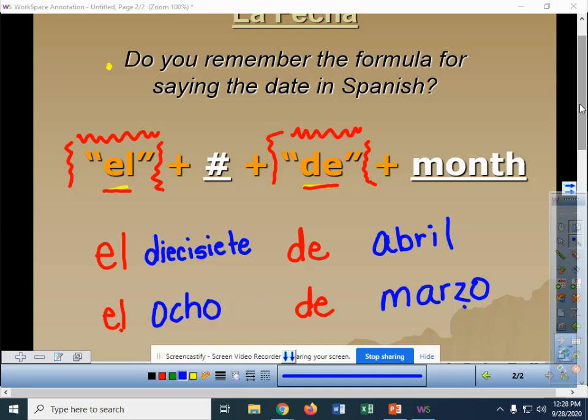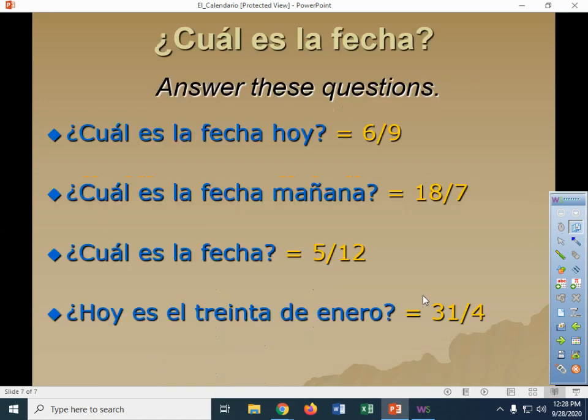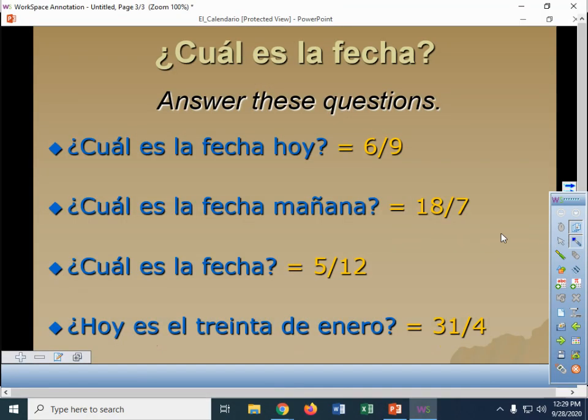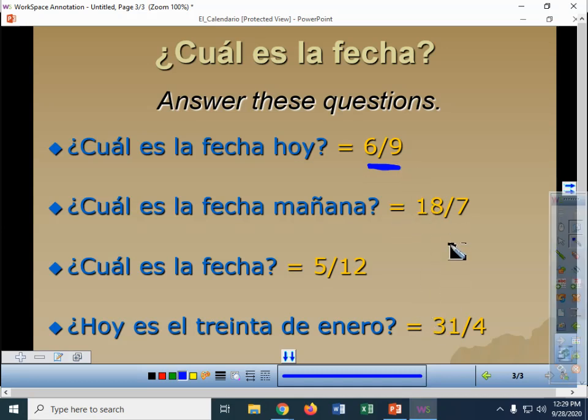Now let's go back. Okay. So, ¿cuál es la fecha? What's the date? Here are 1, 2, 3, 4 questions that you are going to answer. Okay. So, and I'm going to help you with this so we practice together. So, ¿cuál es la fecha de hoy? What's today's date? And they're giving you the date here. And this date, as you can tell, is in Spanish. Okay? Because look at the other two dates.